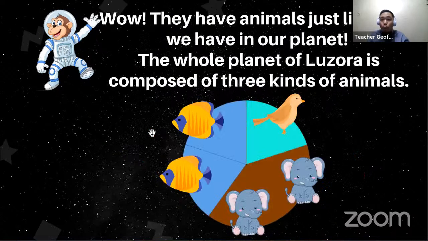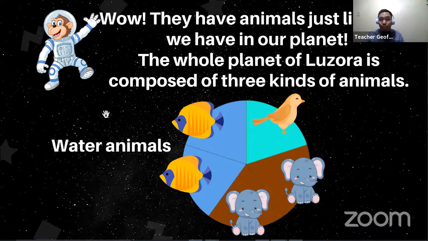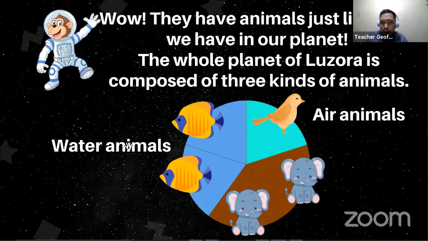Monkey tells us, wow, they have animals just like what we have in our planet. And the whole planet of Luzora is composed of 3 kinds of animals. We have what? Water animals. Hopefully you can still remember your science lessons. And we have the air animals. And anyone from the space adventurers, what do you think is the last kind of animal that we have?